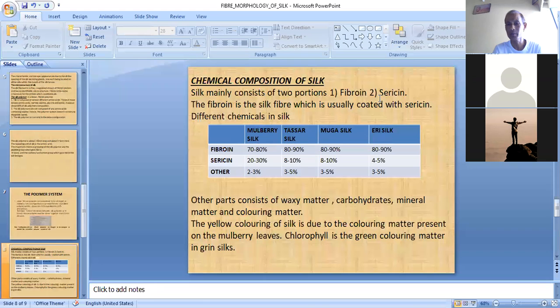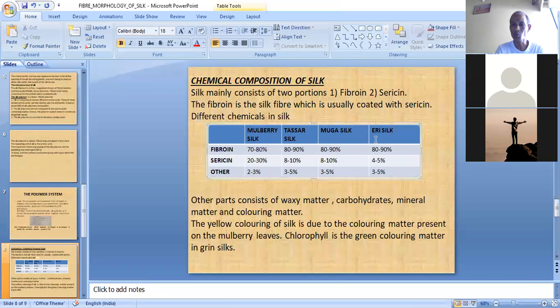Fibroin is a silk fiber which is usually coated with sericin. Different chemicals in the silk. We are taking different types of silks: mulberry silk, tussar silk, muga silk, and eri silk. इनके बारे में डिटेल्स हम नेक्स्ट क्लास में करेंगे. What is mulberry silk, what is tussar, what is muga, and what is eri silk. Here, just these different types of silks. Mulberry is the only silk which is domesticated. Tussar, muga, and eri come under wild silk.